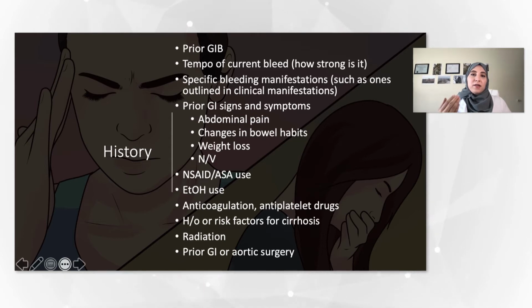And then do they have, for example, melena with their coffee ground vomiting or any other manifestation? Because often they are combined. And then if they have any other GI signs or symptoms like abdominal pain, changes in bowel habits, weight loss, nausea or vomiting, and then if they have any medication that makes them at risk of GI bleed, like non-steroidals, aspirin, or any other anticoagulant or antiplatelet, if they are alcohol users, if they have any liver disease, if they underwent any radiation, or if they underwent any surgery, especially GI or aortic surgery. So all of these points are very important and they might guide your diagnosis.